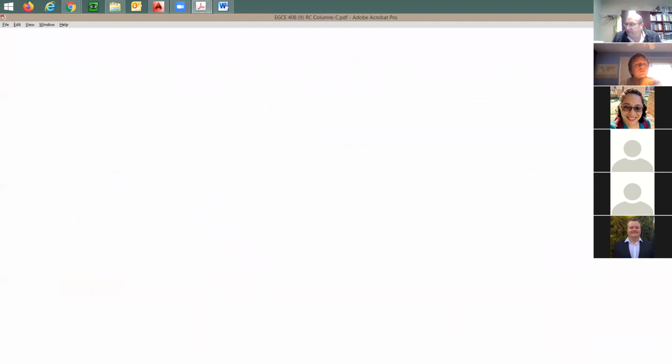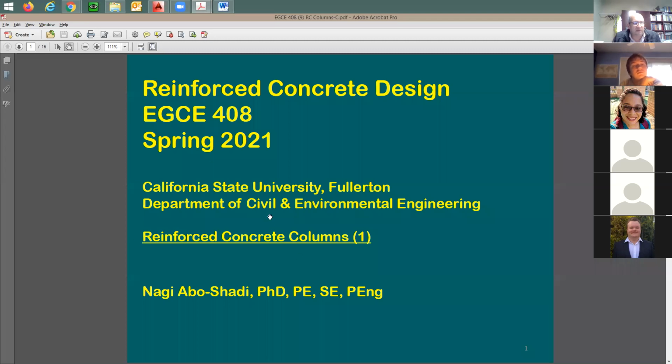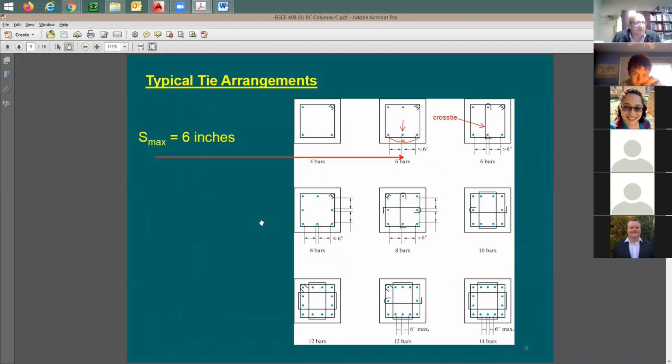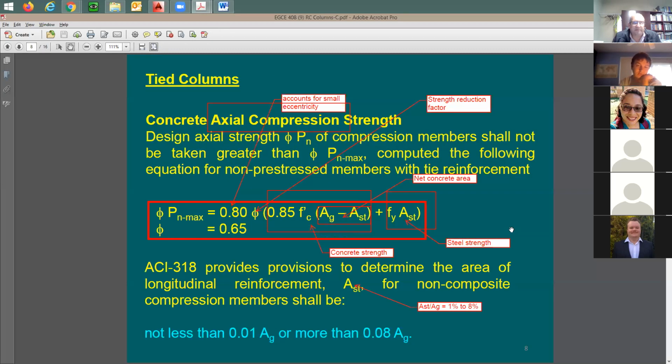Now, this makes me open this slide set, which is for tied columns, and quickly go through the strength equation for the column. Here's the equation. If you recall, we have a few factors. The first one accounts for small eccentricity, because you're usually going to have some eccentricity on the column anyway. So we reduce here to 0.8.